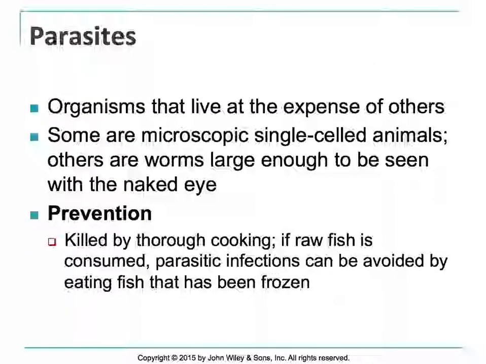Parasites. Parasites are organisms that live at the expense of others. Some are microscopic, single-celled animals, and others are worms large enough to be seen with the naked eye. Prevention of parasites includes killing by thorough cooking. If raw fish is consumed, parasitic infections can be avoided by eating fish that has been frozen.